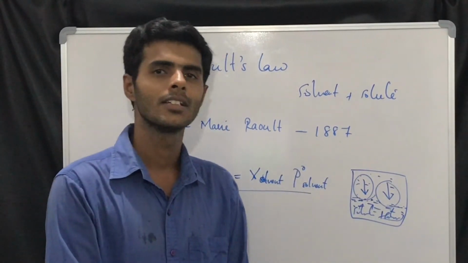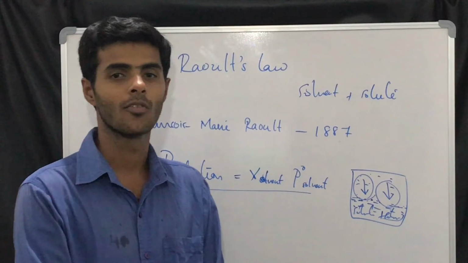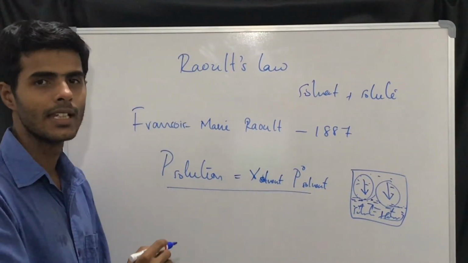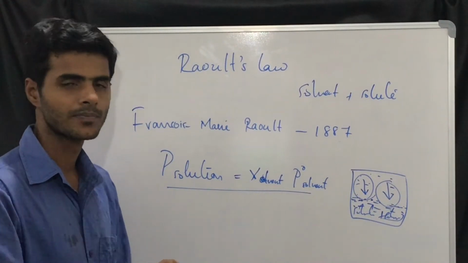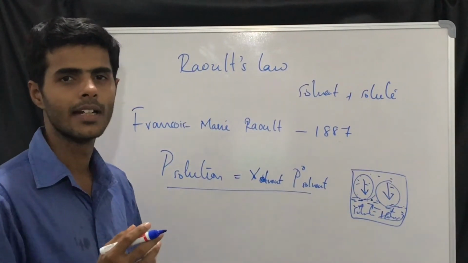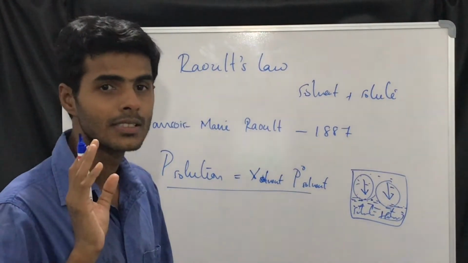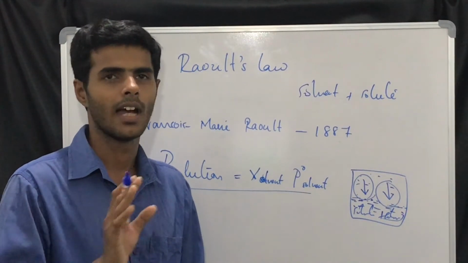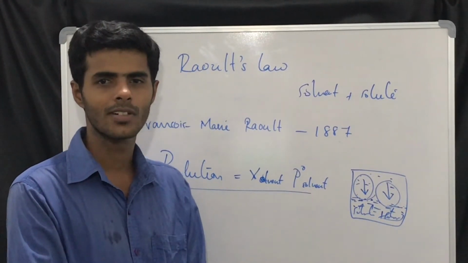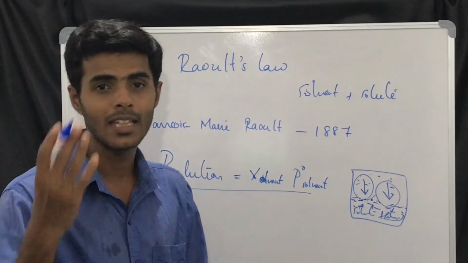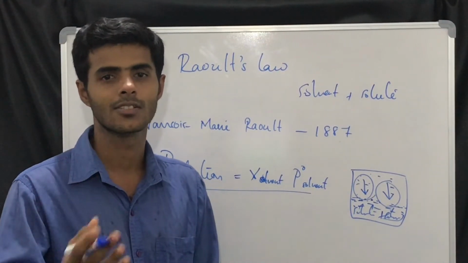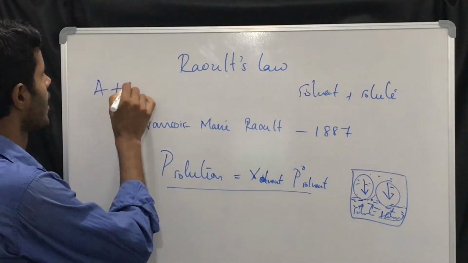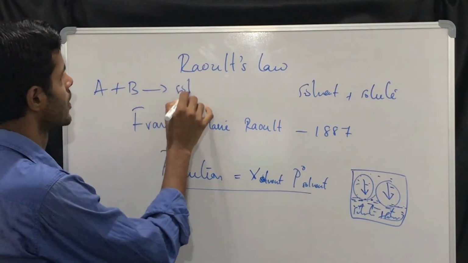Therefore, the validity of Raoult's law holds only over a very short range of compositions, because Raoult's law is mainly applicable only to ideal solutions, which are very hard to find. In an ideal solution, the solvent-solute interaction is the same as the solvent-solvent interaction and the solute-solute interaction. So in a solution, A and B are combining to form a solution.